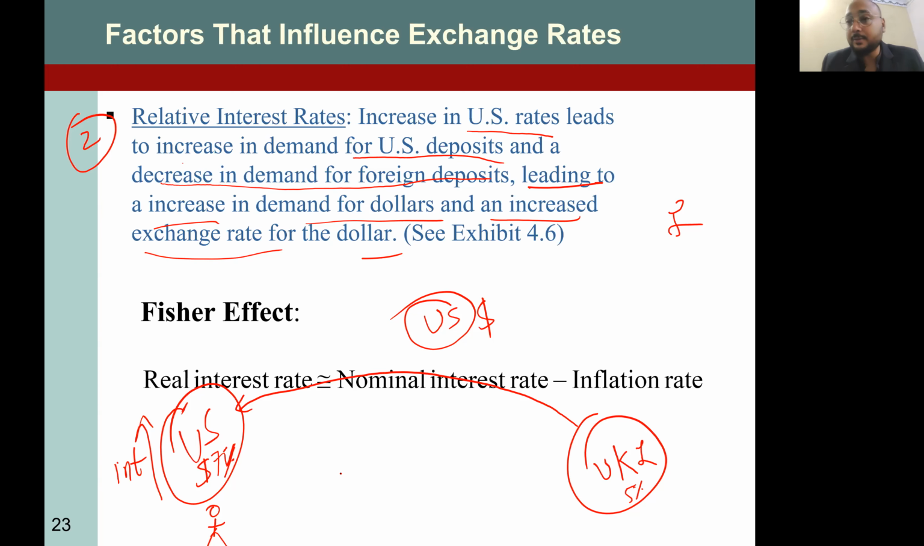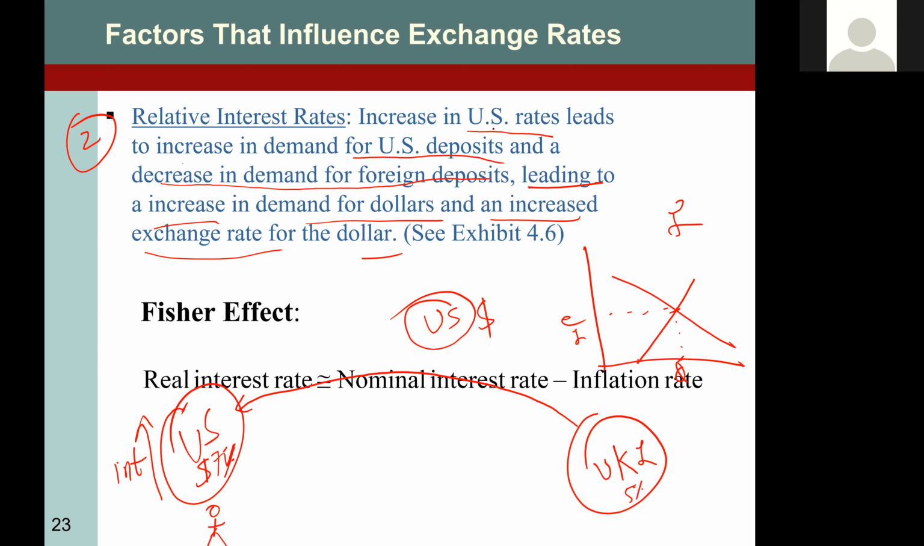Because if we are making a market here for pound, so what happened here? If this is the normal exchange rate of pound, this is the quantity of pound available in the market. So what happened? In US, interest rate rises. Now, increase in US rates leads to increase in demand for US deposits and a decrease in demand for foreign deposits. So which means leading to increase in demand for dollars. Increase in demand for dollar means decrease in demand for pound. So demand decreases, and what happened for supply? Supply increases.